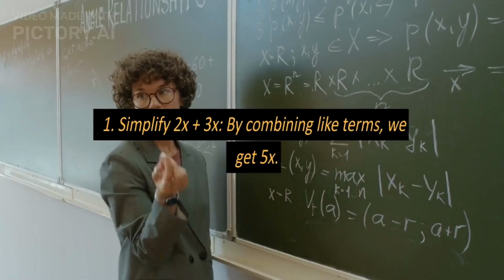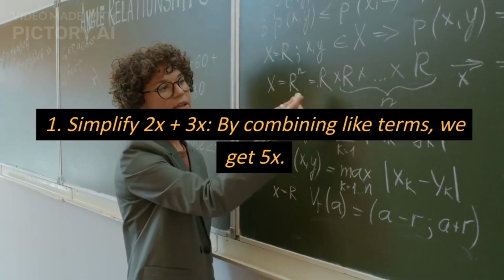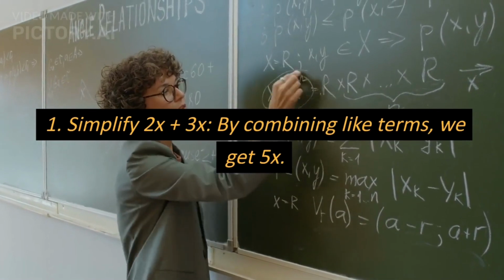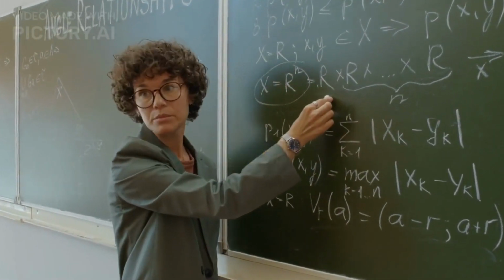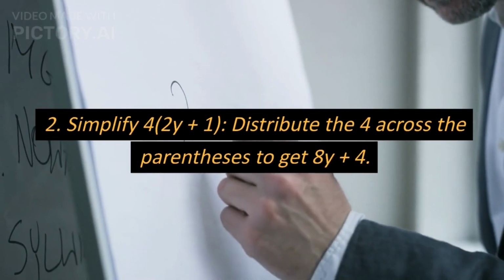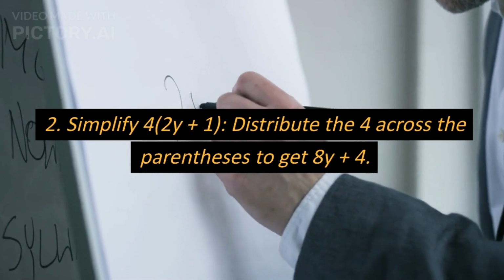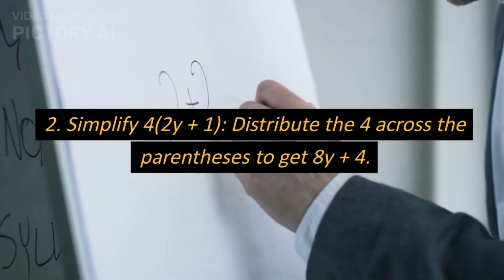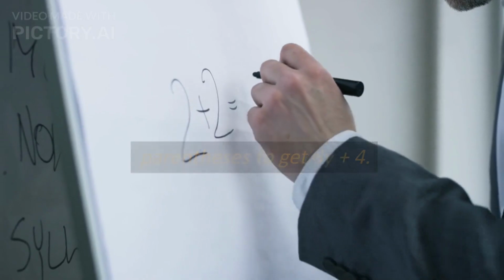Simplification. 1. Simplify 2x + 3x. By combining like terms, we get 5x. 2. Simplify 4(2y + 1). Distribute the 4 across the parentheses to get 8y + 4.